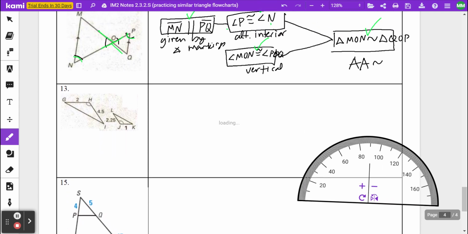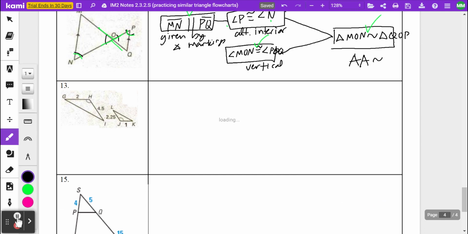How do I get rid of this? Hold on. Okay, I'm back and that protractor is gone. All right, I've got triangle GHI, LJK. I've got 2 side pairs to compare and an included angle. So, let's go. I'm going to assume these are similar and start from the end. I can see I'm going to be doing side angle side similarity.